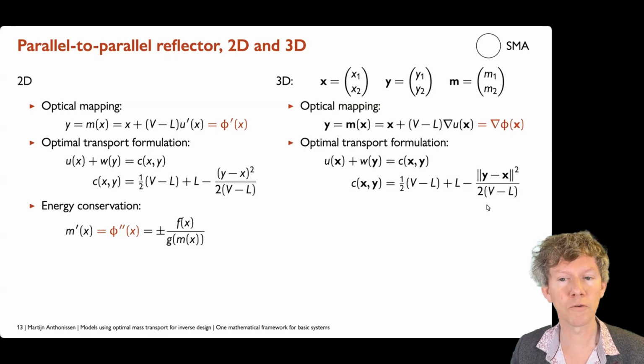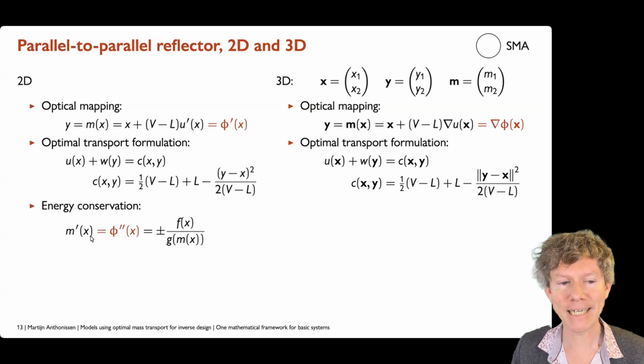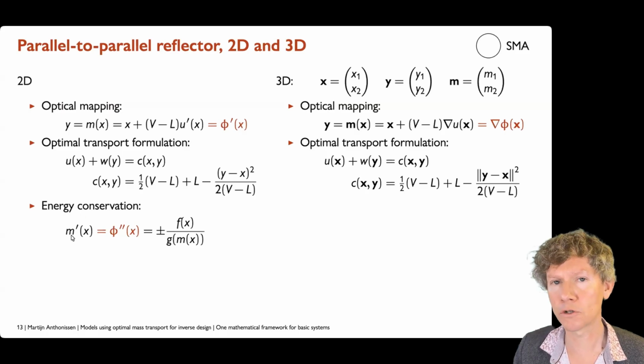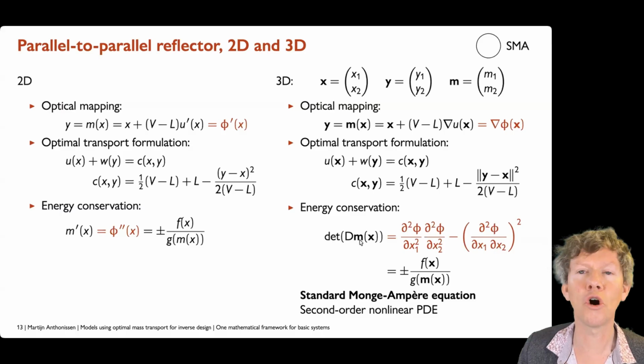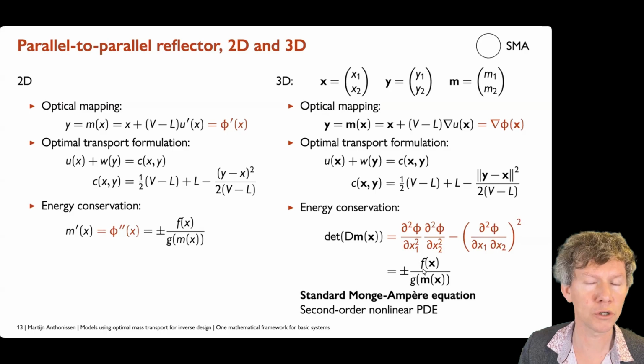The optimal transport formulation, again, very similar. Here I have y minus x squared. Here it's the distance between those 2 points squared. Energy conservation, this m prime came from a coordinate transformation. If you do it in 3D, you would get the determinant of the Jacobian matrix. So this here is the matrix with the first derivatives of m. If you write that in terms of the function phi, you get this partial differential equation. So this derivative of phi equals f over g, the energy distributions that you know.